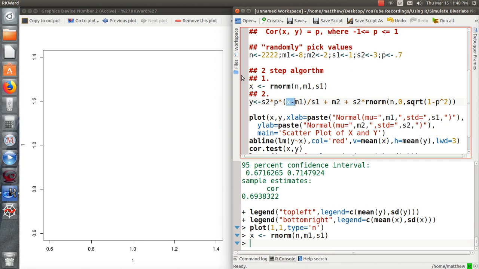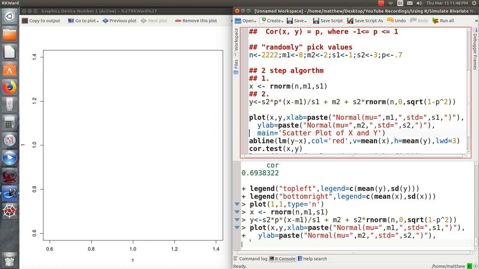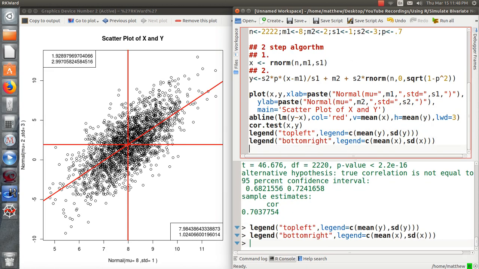The X from above is in this equation, and we standardize it. We add the mean of 2, and then we generate some more normal data with the mean 0 and standard deviation square root of 1 minus rho squared. Anyway, this is step 2, and then I just want to plot it and see what we get.